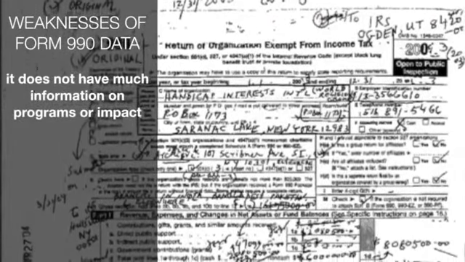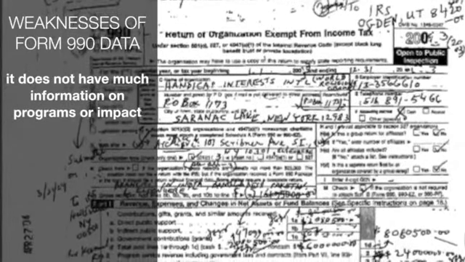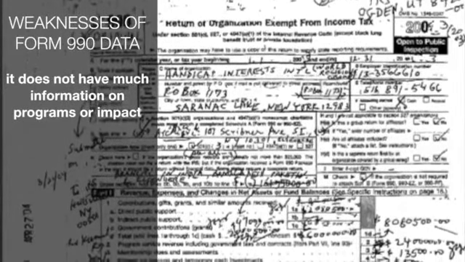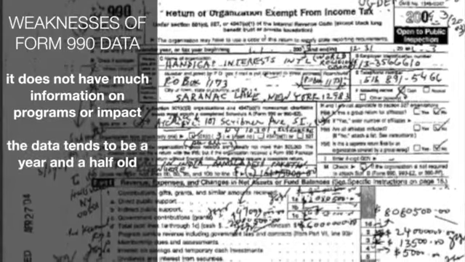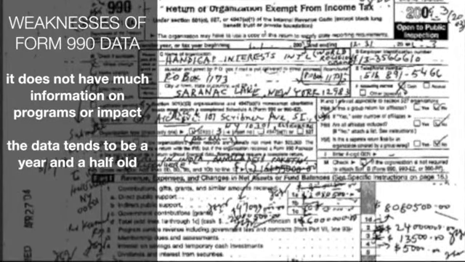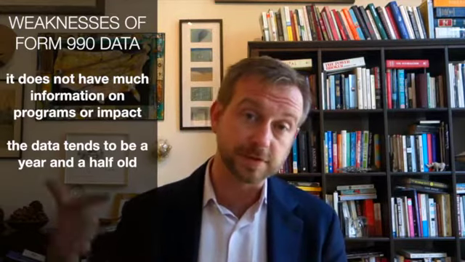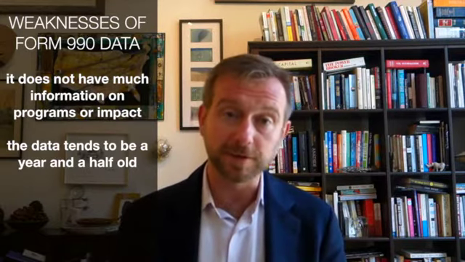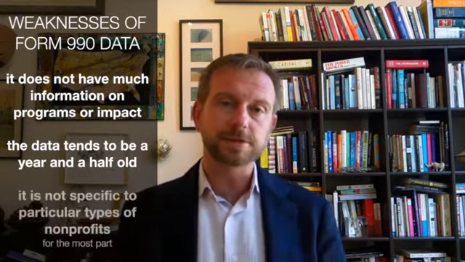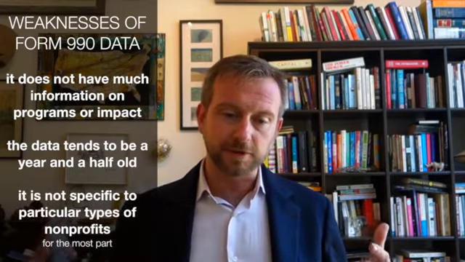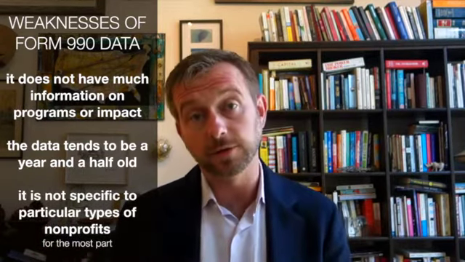But there are also weaknesses to the Form 990 as a source of data for understanding nonprofits. Most importantly, as a regulatory document, it doesn't tend to have great data about the programs that the nonprofits engage in or the impact that they create. Often this information is also a year and a half or more old, out of date, just because of the natural cycles of filling out this regulatory document. And it's also designed for the entire nonprofit sector. In a way, it's a one-size-fits-all approach.